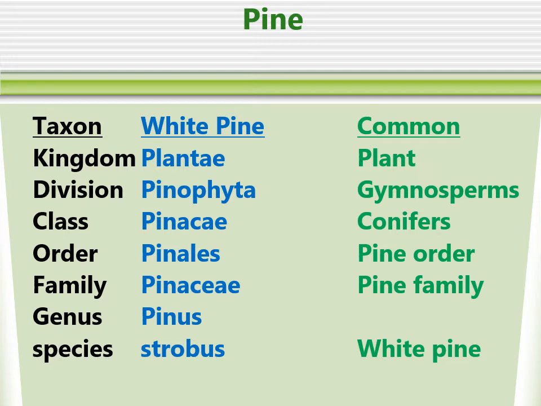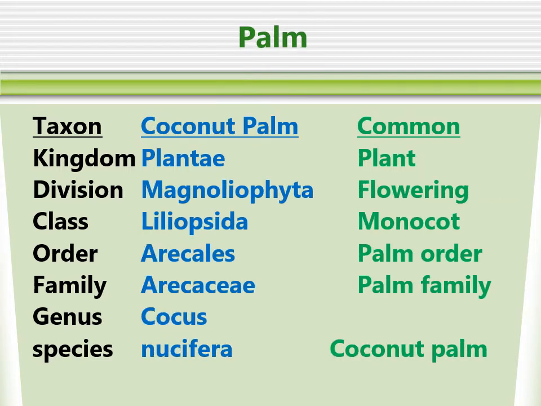Looking at a different plant, the white pine, we know it's a plant, so it's in the Plantae kingdom, but it is not in the same division as apples. It's in the Gymnosperms division. And it's also in the Pinaceae, so it's a conifer, and it's in the order of Pinales, which is the pine order, which is then in the pine family. And of course, Pinus strobus, as I alluded to last week, the genus being Pinus and the species being strobus. Coconut, flowering monocot, Magnoliopta, Liliopsida, and it's Cocos nucifera.